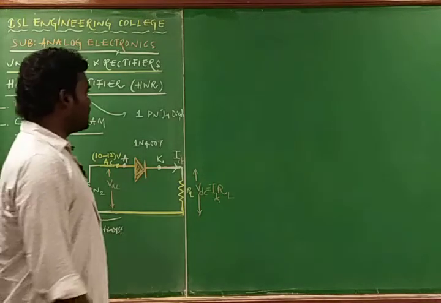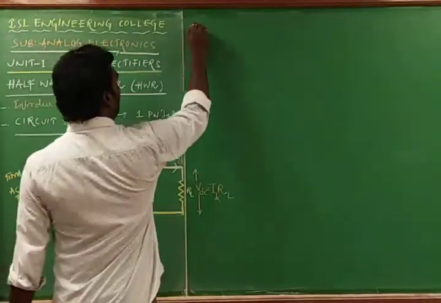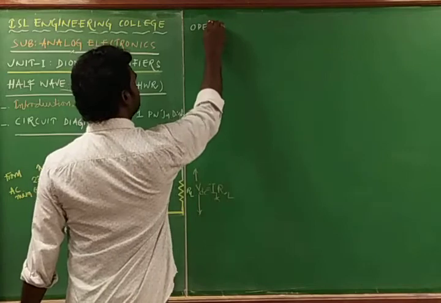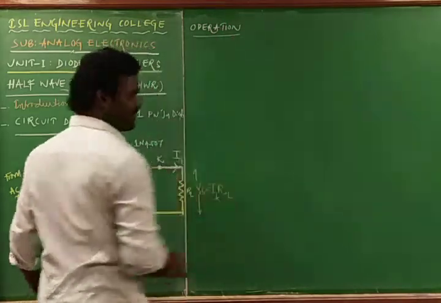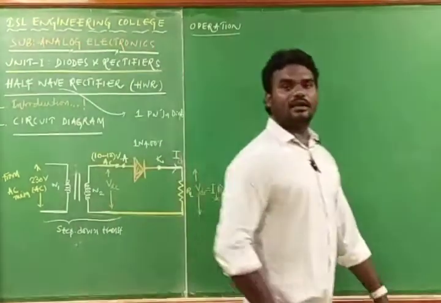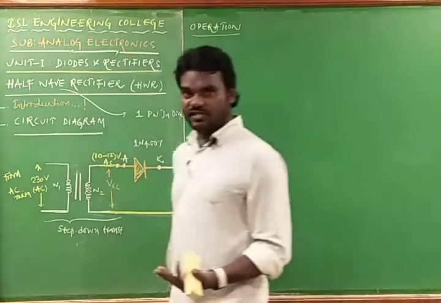Now I am going to explain the operation of the half wave rectifier. This half wave rectifier can be asked for 10 marks in the exam, so if you are good at the half wave rectifier, it is very simple to analyze the remaining two rectifiers, which are nothing but the full wave rectifier and the bridge full wave rectifier. Then I am going with the half wave rectifier operation.